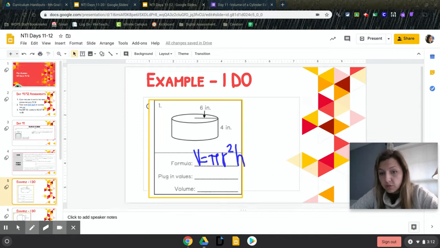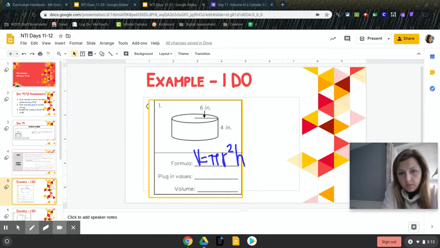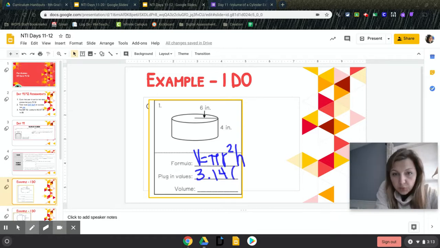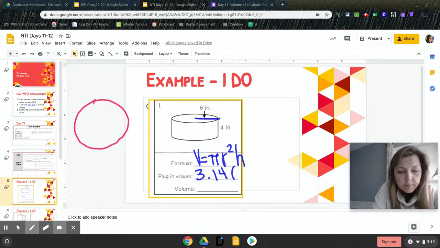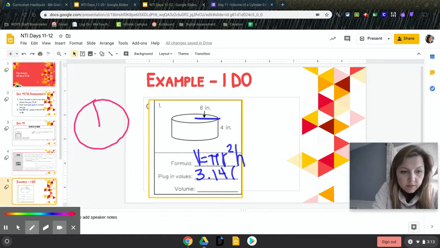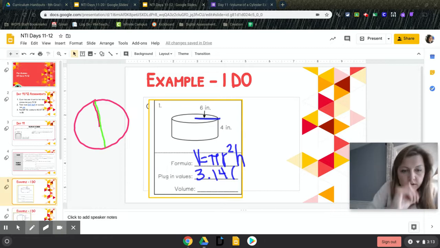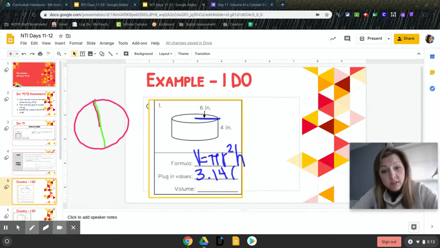So volume is equal to pi r squared, where pi is 3.14. R is the radius. Remember, the radius is half the distance in a circle. So if I have a circle here, this is the radius. The red line is the radius. And this green line is the diameter. So if you are given the diameter, you'll need to divide it in half.